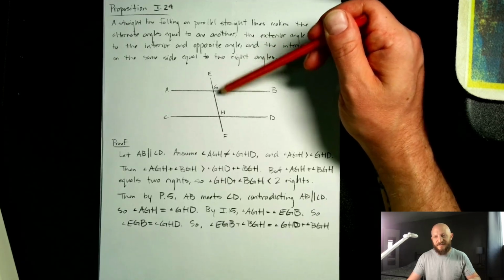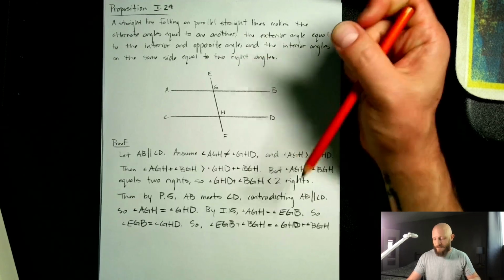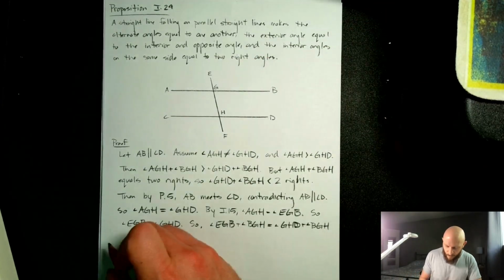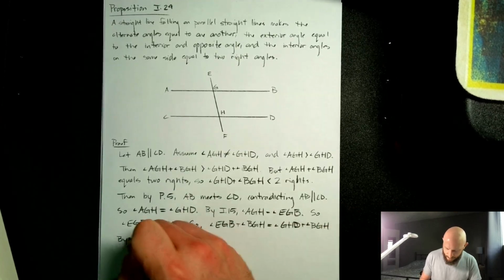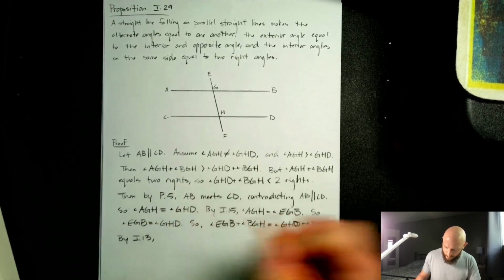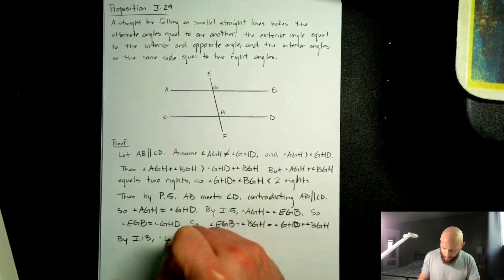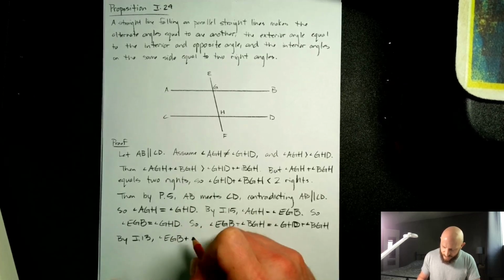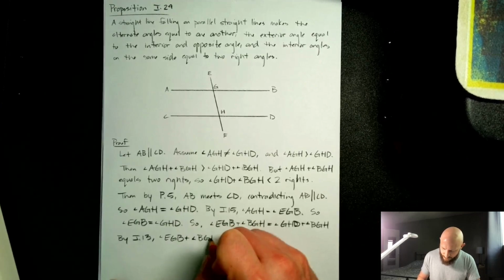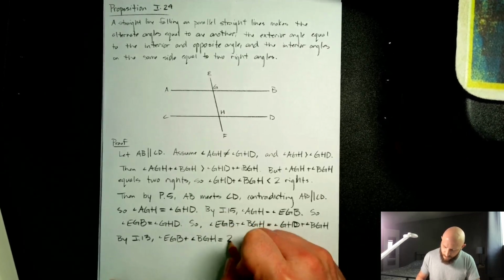But note that EGB plus BGH, well, that's a line set up on another line, and we have a proposition that says that that's equal to 2 right angles. So by Prop 13, angle EGB plus angle BGH equals 2 rights.